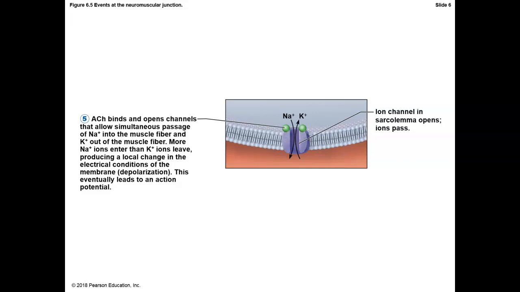Potassium moves much more slowly, but moves out of the cell. It's also moving down its concentration gradient, from the higher concentration in the cell to out of the cell. So you end up having depolarization inside the cell because we get a lot of positive charges moving in compared to what's leaving the cell.